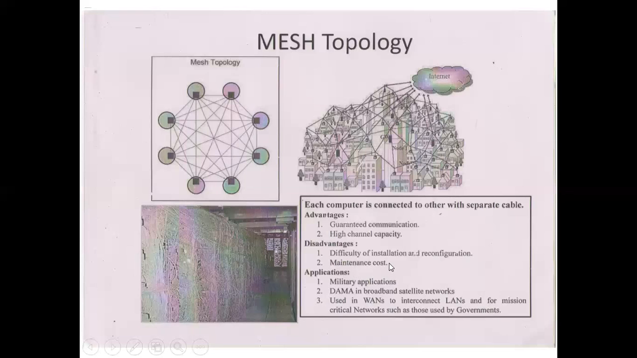Number two, maintenance cost. Definitely, it is obvious that if the wire mesh is like this, and if any problem occurs, the cost of maintenance is going to be high. So where exactly is this type of mesh topology needed? Such an application is nothing but military applications. Demand assigned multiple access in broadband satellite networks, and used in WANs to interconnect LANs for mission critical networks such as those used by governments.